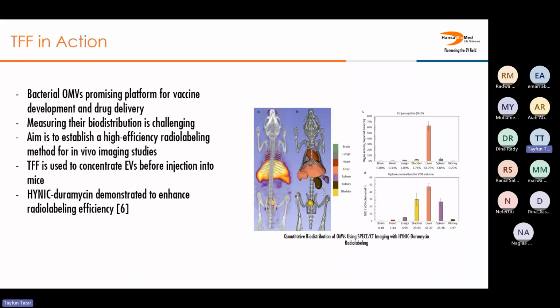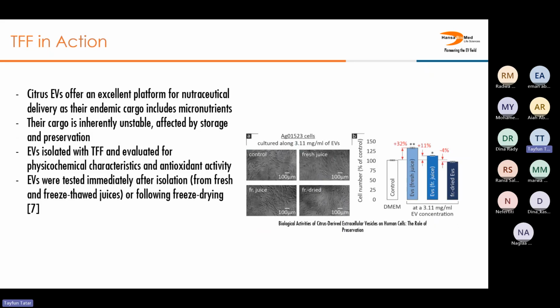And through this in vivo study performed with the EVs isolated with our TFF cartridges, the researchers were able to demonstrate that their established radio labeling method was showing high efficiency. In a third example, now the source of EVs is a plant, namely citrus, which offers an excellent platform for nutraceutical delivery with endemic cargo, including several different micronutrients.